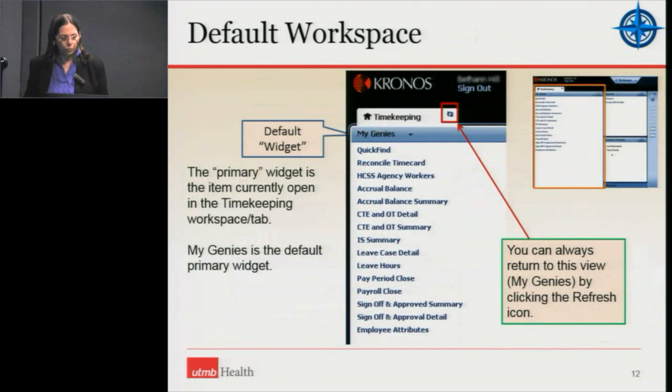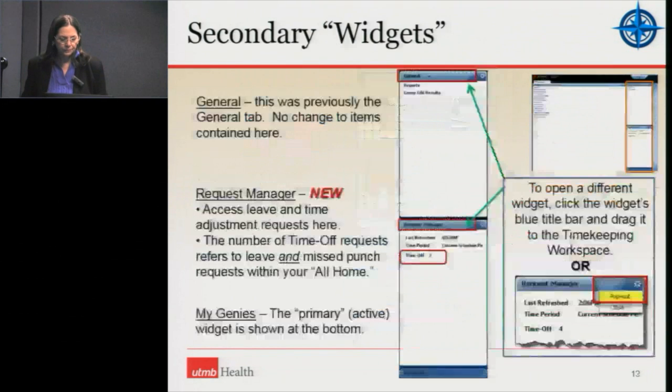So on the timekeeping workspace, we have our Genies, and we also have the little refresh button there. If you have wandered around in the Navigator view and you're new to it and you just want your Genies back, if you click that little recycle or refresh button, it will bring the My Genies back into your primary view. Again, when you're using the secondary widgets and you need to bring those over, you can click and drag that blue header bar for each of those over, or as we have illustrated in the bottom right, click on the gear and you'll see the pop-out, and it makes that zoom over and it is immediately accessible.